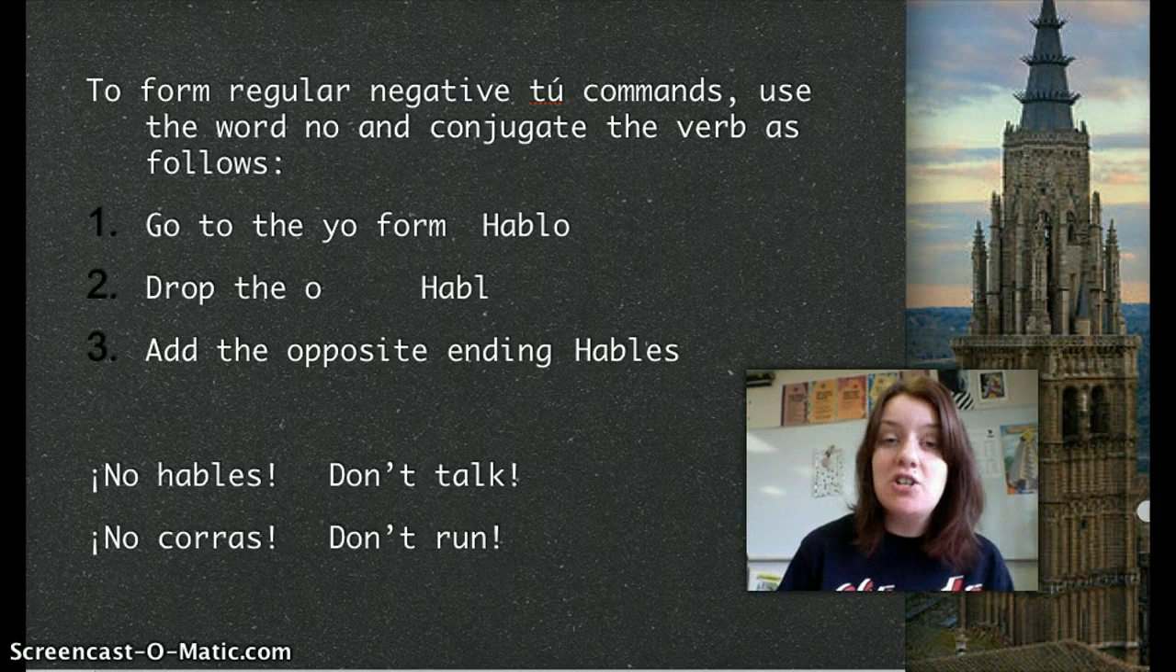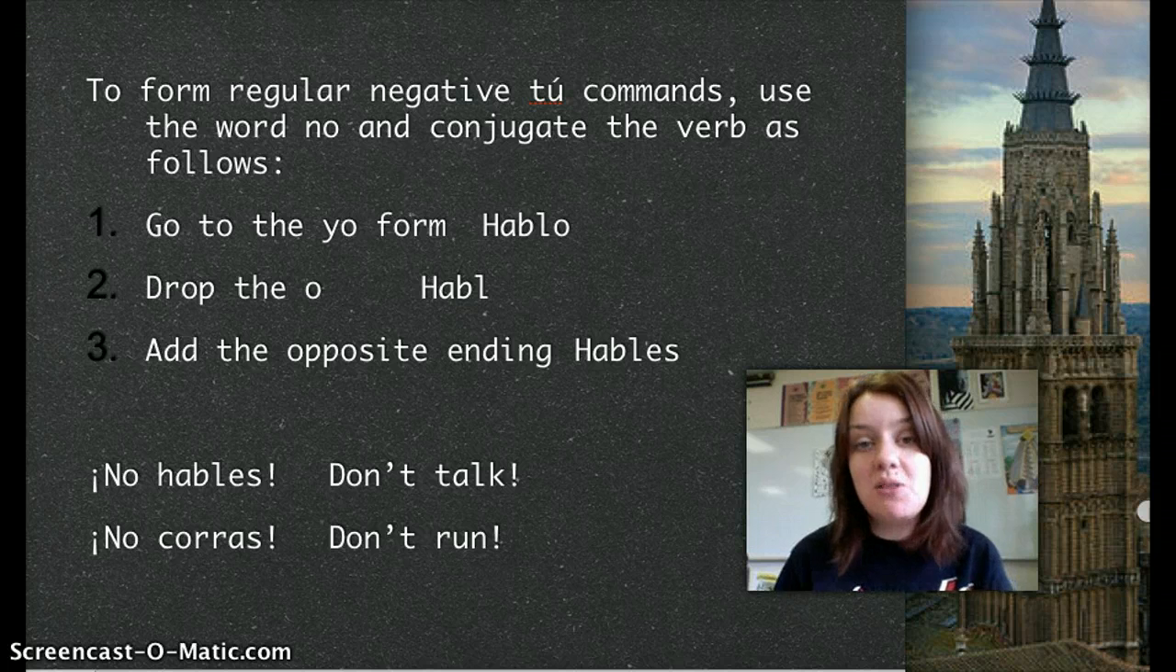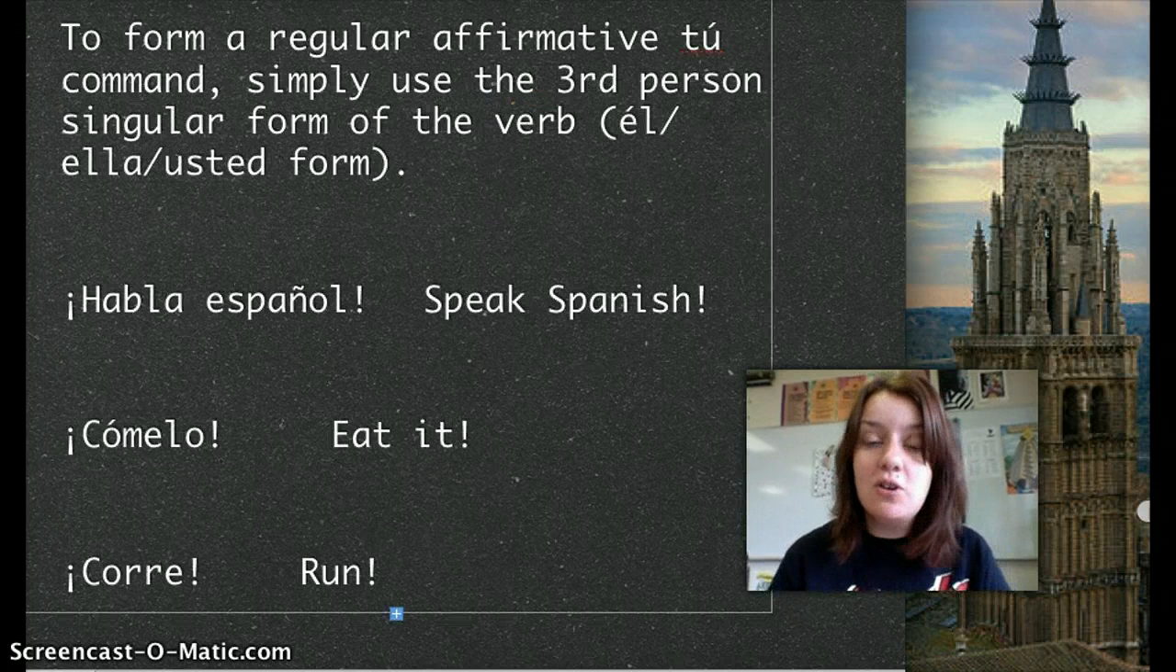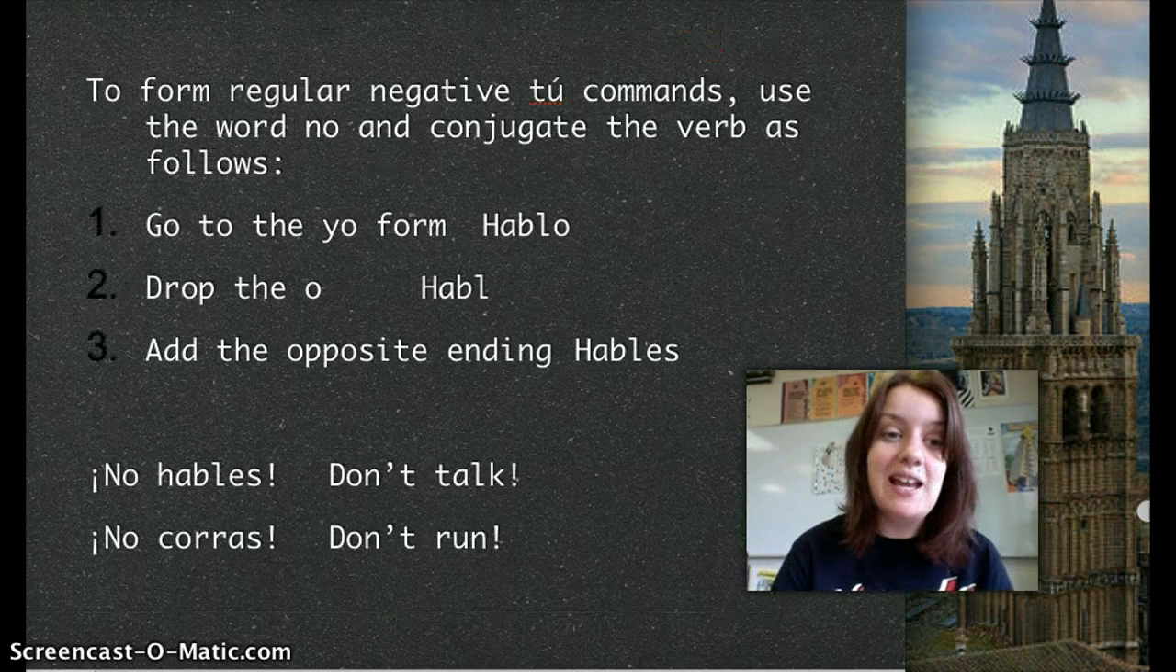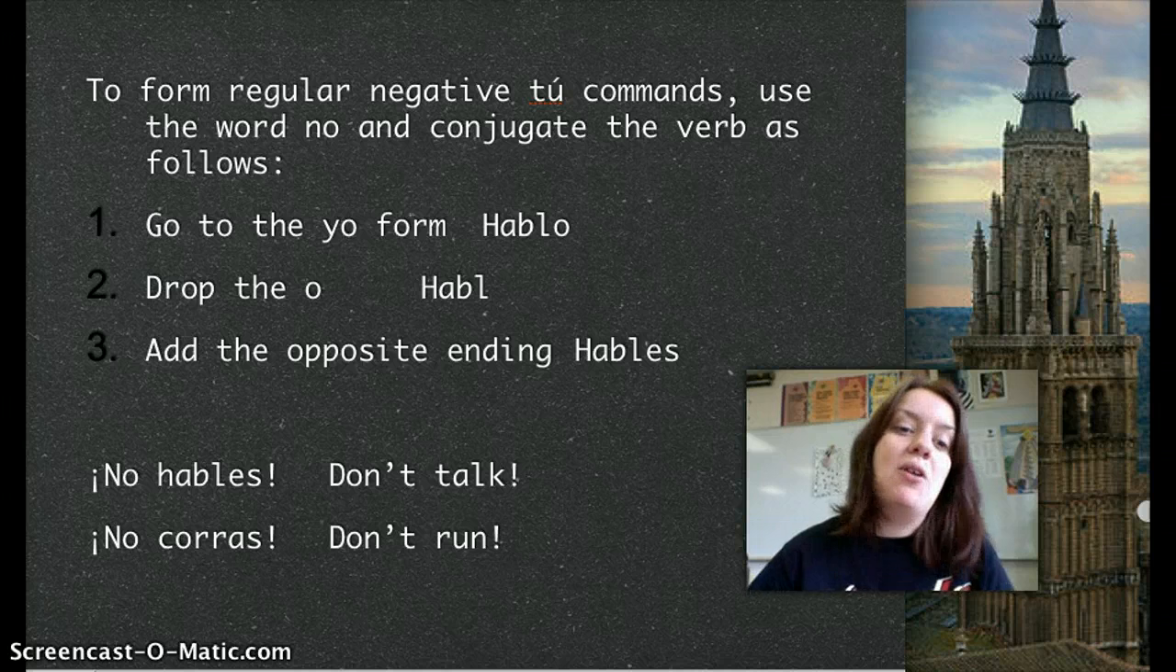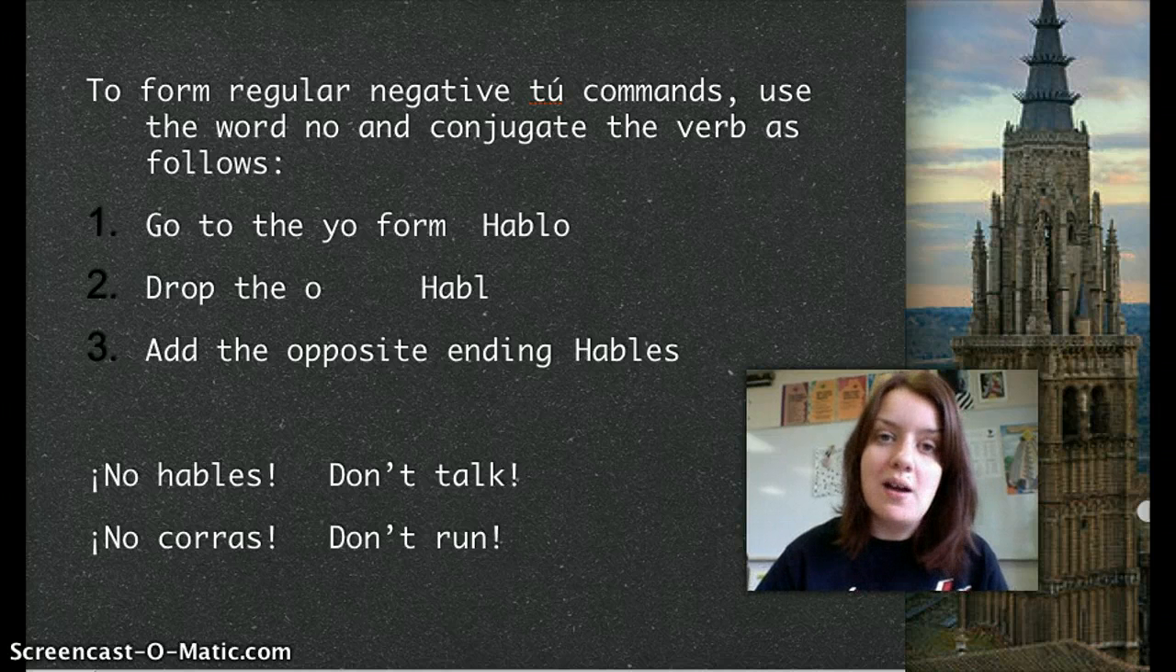So notice, in addition to having the no in front, the other difference with negative commands is that you keep the s on it. When you're over here, even though it's a tú command, for affirmative, you just say habla, you just say come, you just say corre. You don't need the s on it. When it's negative, you keep the s. So no hables, no corras, no comas, etc.